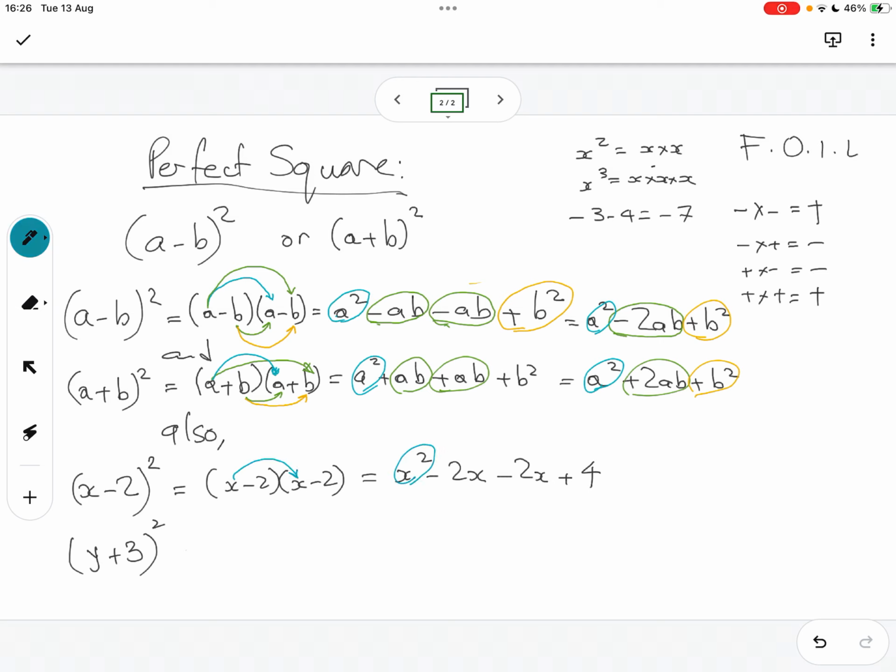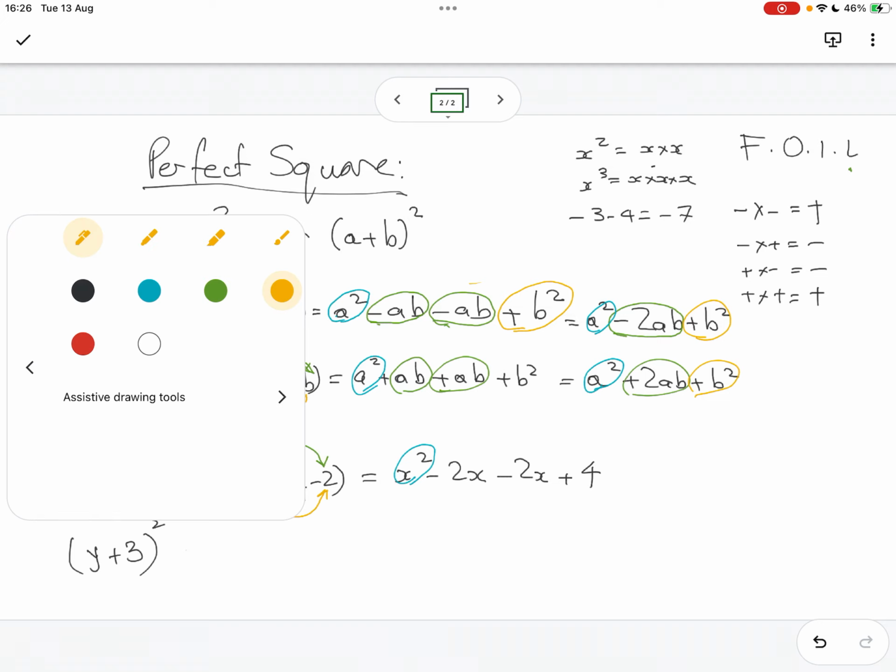And how can we visualize that? Plus 4. Yes, plus 4. You want to know why? Because it is the negative 2 times the negative 2, which is what we get when we multiply the last ones. Okay? So that would be negative 2x plus 4.